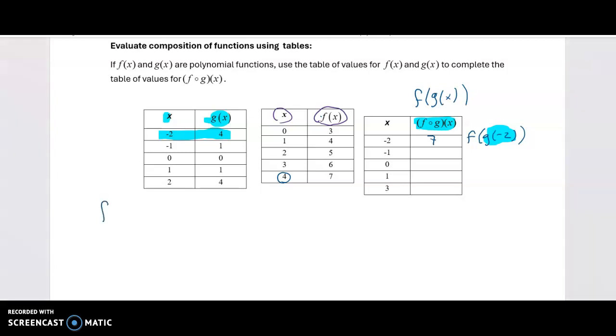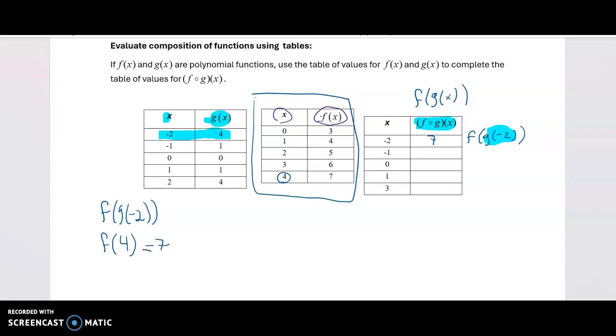Again, we just took f of g of -2. We found that g of -2 was 4. So we replaced that in our function and found f of 4. We looked in our middle table here and found f of 4, so 4 for x, was equal to 7. So that's how we got our answer for the first column.